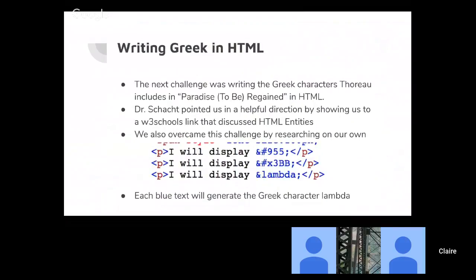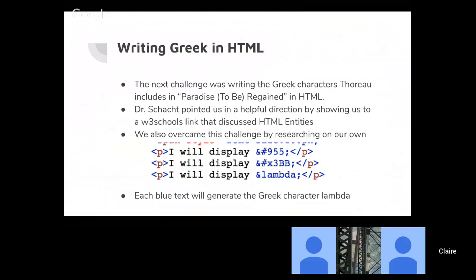And then another challenge was there are Greek characters in Paradise to be Regained, so it was difficult to write out the Greek characters in HTML. So Dr. Schack also had to lead us to a source that showed us how to do it. And then also, for one thing, the version from the Anarchist library that we got wasn't totally correct. It had a lot of accents on top of Greek characters that don't exist. So I went through such a headache-inducing process of looking for those accents on the particular Greek letter, only to find that it doesn't exist. And so that was a little frustrating, but it was fine.